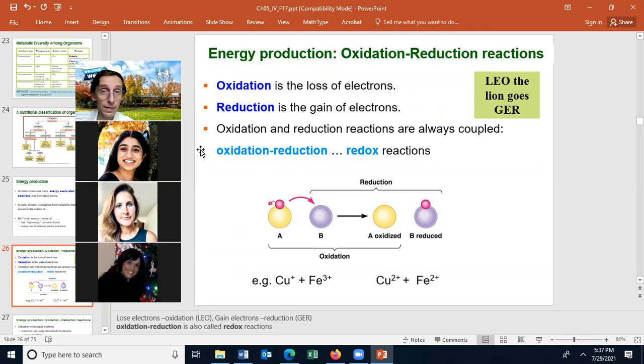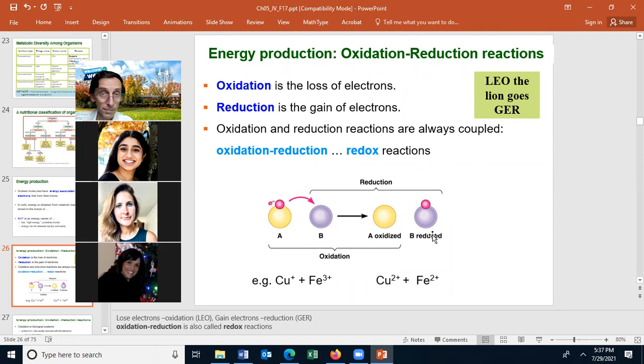Energy production in our cells, in fact in all cells, happens from oxidation reduction reactions. These reactions are always paired. Whenever you have oxidation you have reduction because they're paired. Oxidation is where one molecule or atom loses an electron, and reduction is where the other molecule or atom gains the electron. So here A loses the electron, so it is oxidized, and then B gains the electron, so it is reduced.